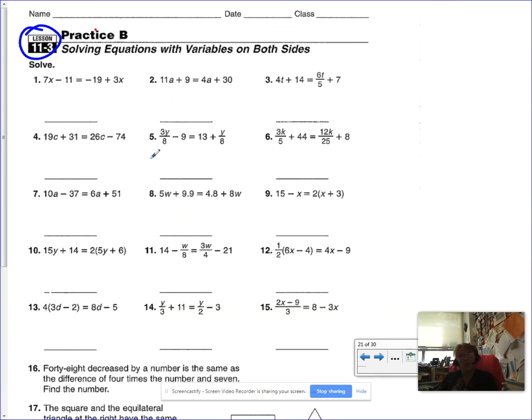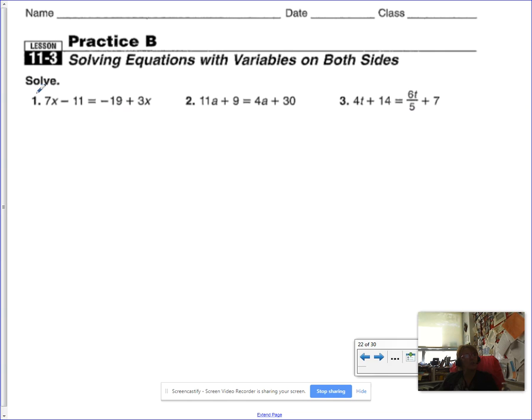And let's do a couple of these together. All right? And let's start at the very beginning. A very good place to start. All right, so here's what I want you to do. I want you to copy down problem number 1. Don't cross these out. I just need to make more room. 7x minus 11 equals -19 plus 3x.